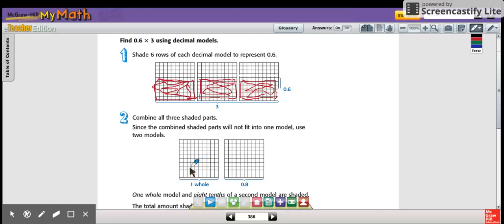If we do 6 again, we're going to count up 1, 2, 3, 4, 5, 6. That's from the left model. All of this gets shaded in. Now we have to go from the middle model. So we have 1, 2, 3. Oh, we only have 4 more in this, so we'll shade in those 4. That means that whole one is shaded.